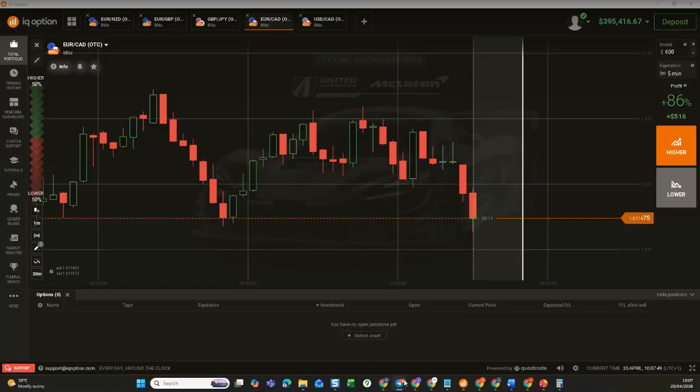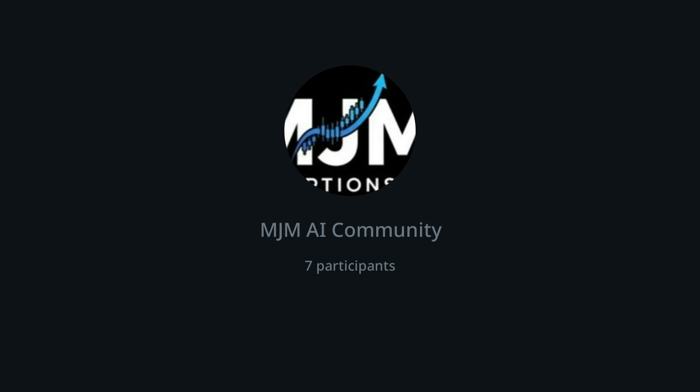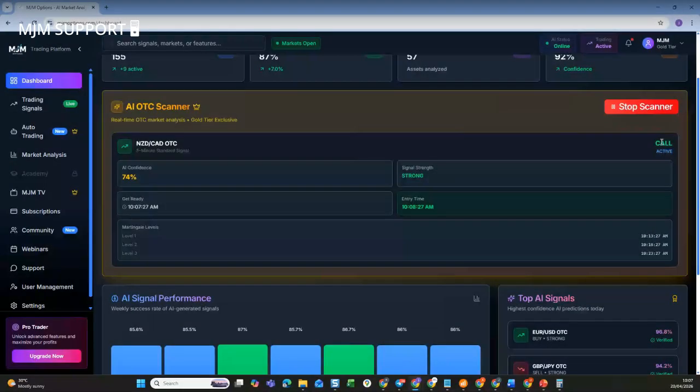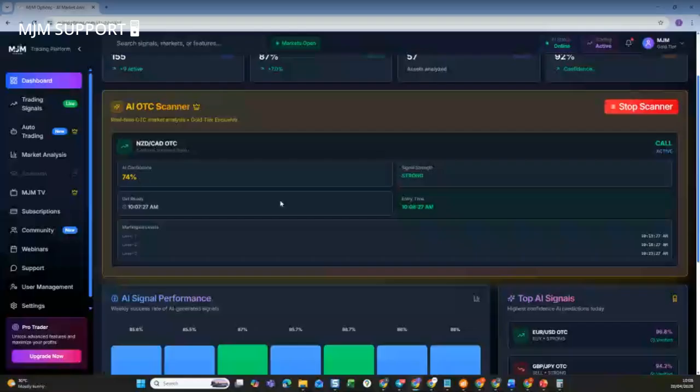The next thing we have here is the direction. Direction is call. Call means buy. Put means sell. And then you can see the AI confidence. AI confidence is usually almost 90 to 99 before we can consider the signal. Then the signal strength also must be strong.